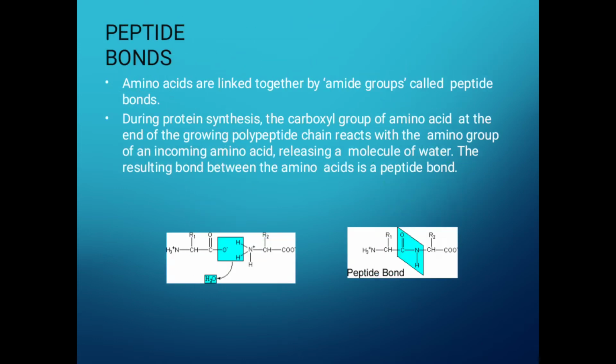Next one is the peptide bond. In a peptide bond, amino acids are linked together by an amide group. You know the amide group contains NH2, so they are called peptide groups. During protein synthesis, the carboxyl group COOH of the amino acid at the end of the growing polypeptide chain reacts with the amino group of an incoming amino acid, releasing a molecule of water. The resulting bond between the amino acids is a peptide bond.